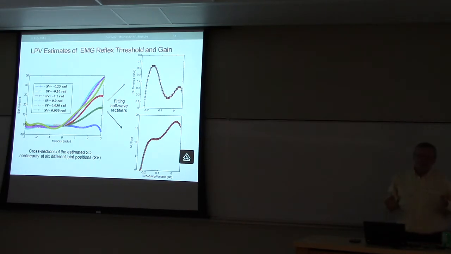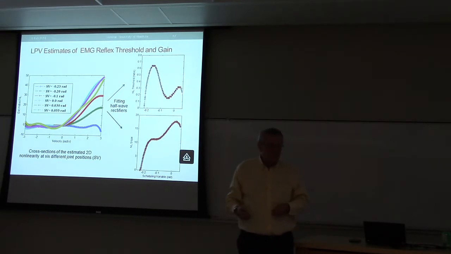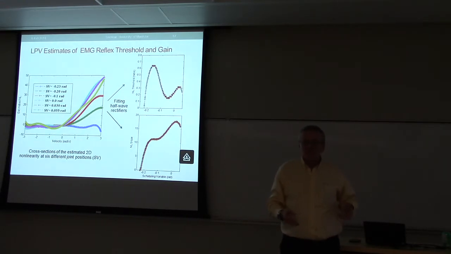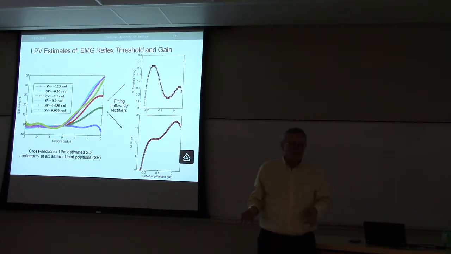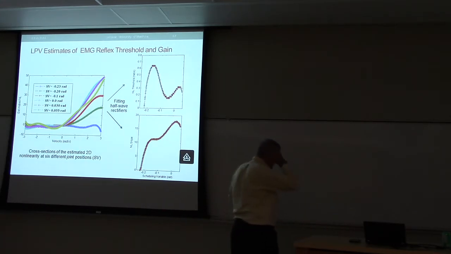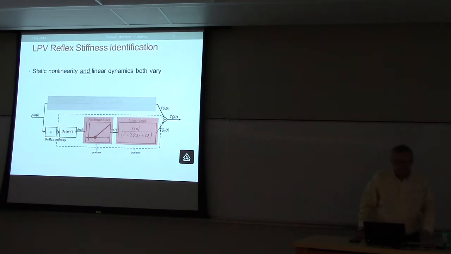And essentially what this tells us is, one of the questions in the spastic literature, the literature of people with spasticity, is: is it a change of threshold or is it a change of gain which is responsible for the hyperactivity? Based on this, we would suggest that the answer to those questions would be yes, probably both change. We haven't done this on spastic subjects, but the next step was basically to say, well, what happens if we have both static nonlinearity and the linear dynamics changing?